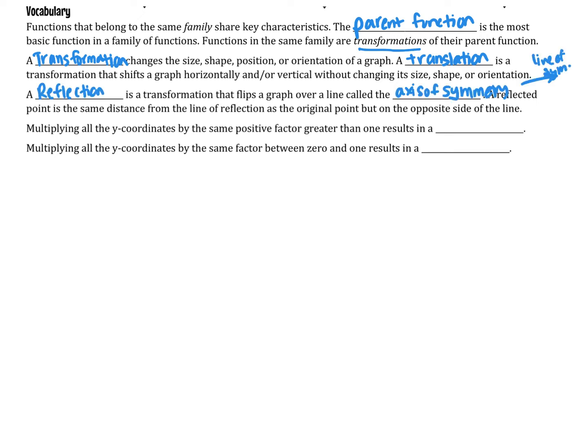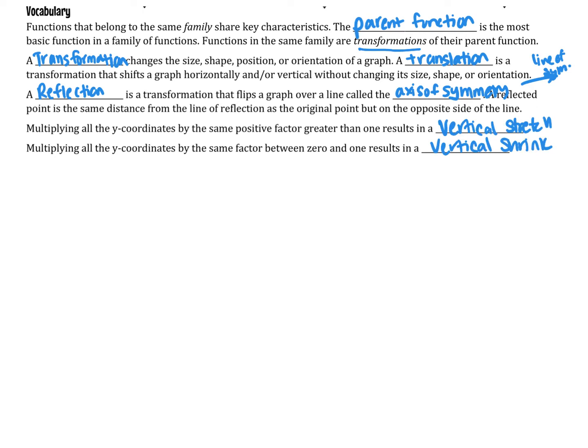And then the last transformation that we're going to talk about is what happens if we multiply all the y coordinates by a value, and that's called a stretch or a shrink. So if we multiply all of the y coordinates by something that's greater than 1, then we are creating a vertical stretch. If we multiply all the y values by something that is less than 1 or between 0 and 1, that's going to result in a shrink. And we'll get a more visual understanding of what that means when we start graphing these.